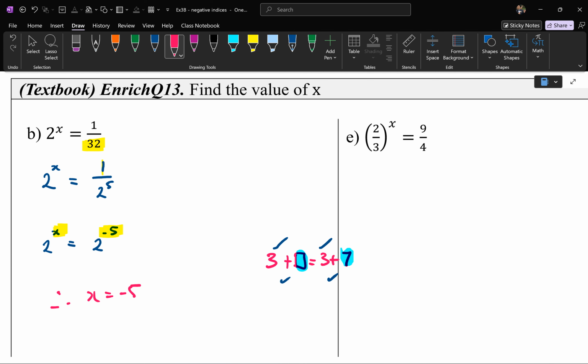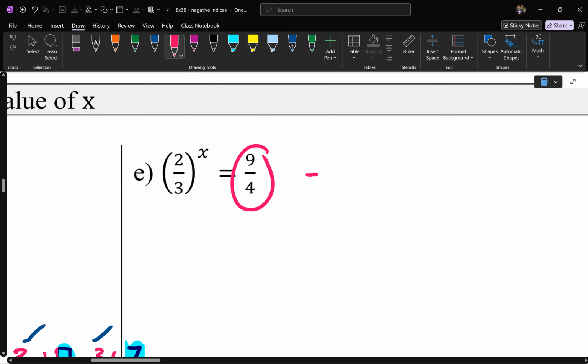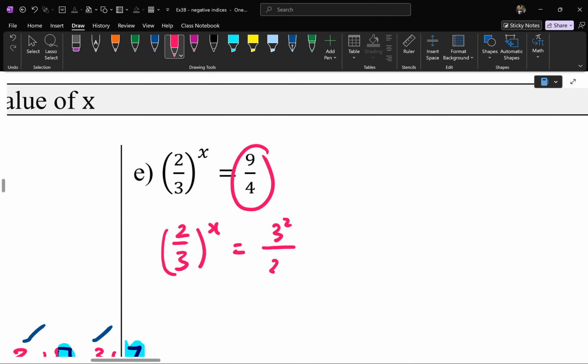Same thing with the next one. You've got 2 over 3 to the power of x. Same concept. What can we do to the 9 to get that 2 on 3? That's tricky, isn't it? Beautiful. So let's start there. So we've got 2 over 3 to the power of x is equal to 3 squared over 2 squared.